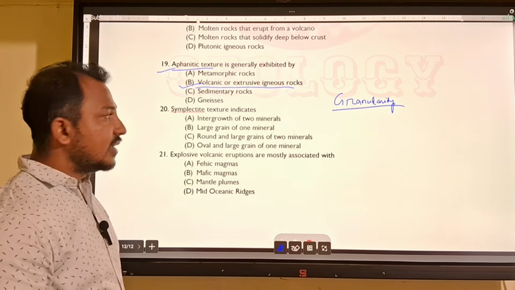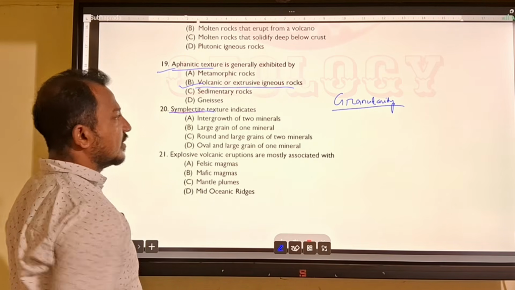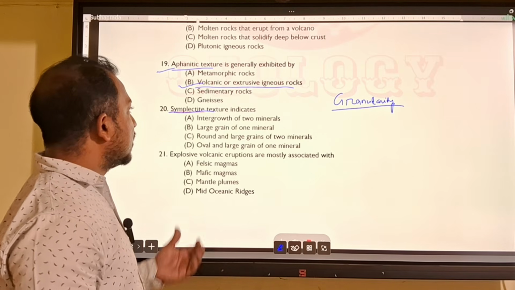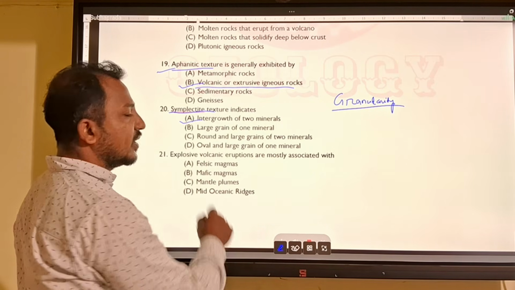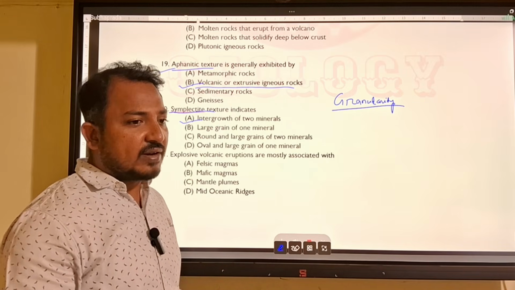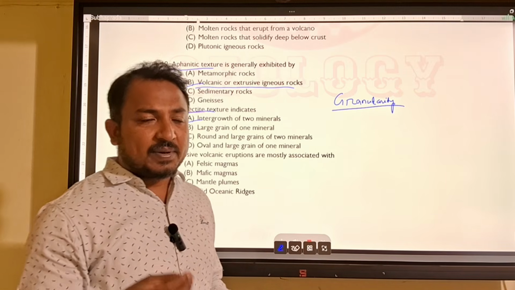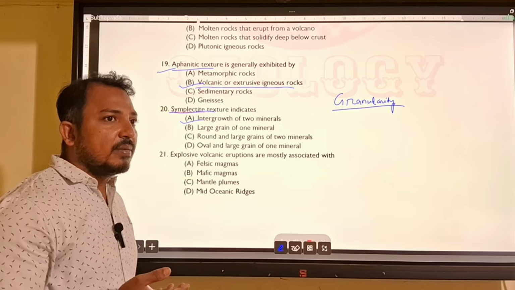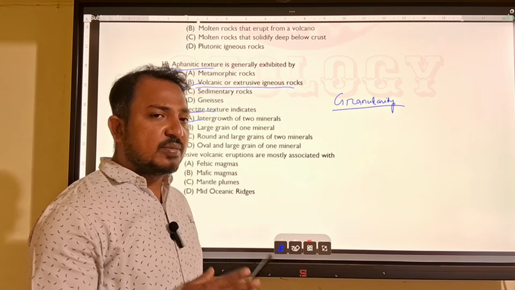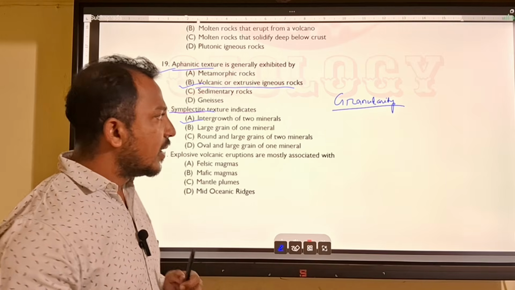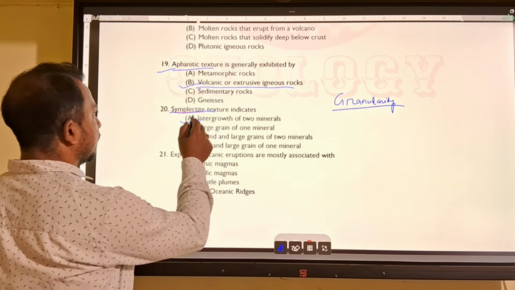Then comes symplectic texture. Symplectic texture is an intergrowth of two minerals, but on a microscopic scale, where you will get vermicular-shaped grains. You can take the example of quartz and plagioclase. They show symplectic texture, and symplectic texture mostly occurs in metamorphic conditions. So it is an intergrowth texture.